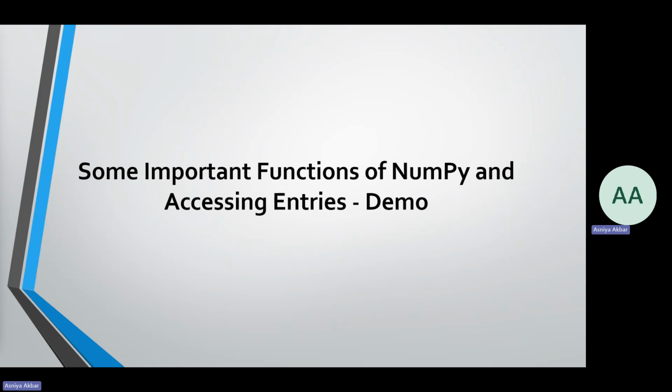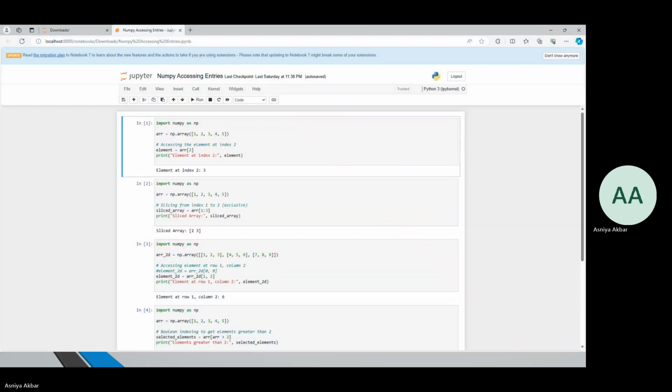So I'm going to show you a demo in the file. Let me just share my screen. Our very first topic is accessing single elements using square brackets. Here we provide the index of the element we want to access. You can see that we have imported NumPy as NP, and we have created an array from 1 to 5.